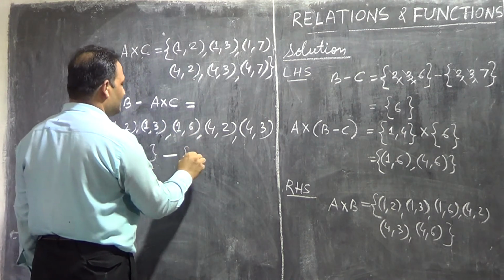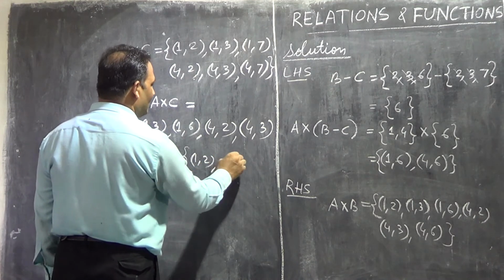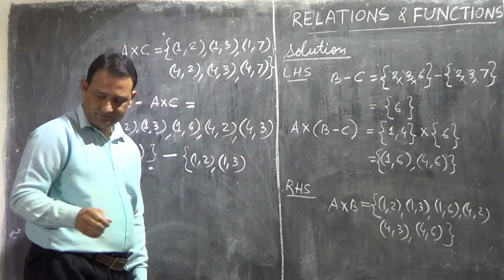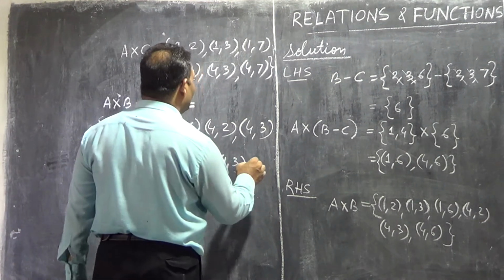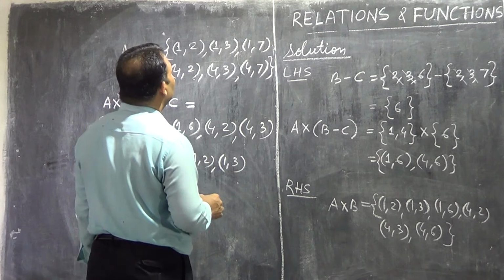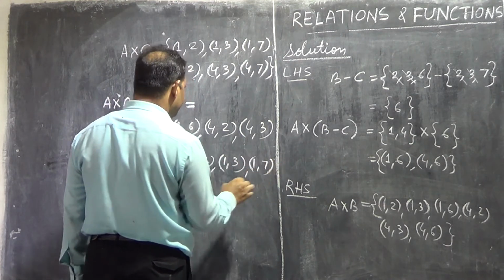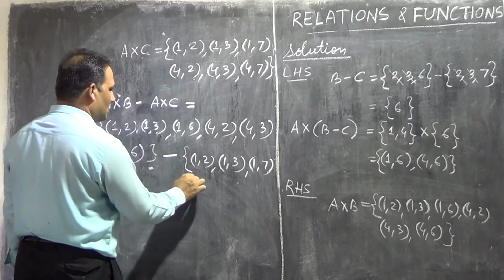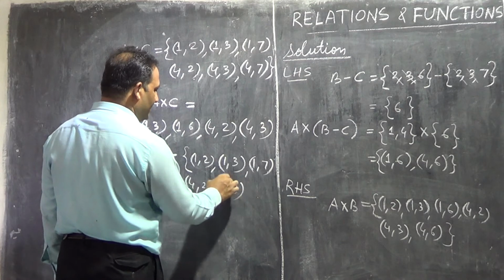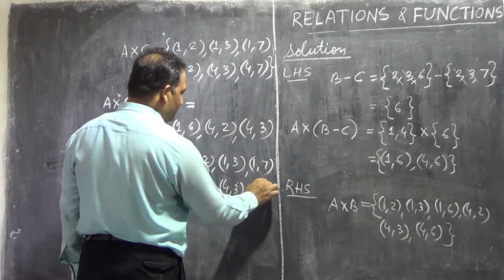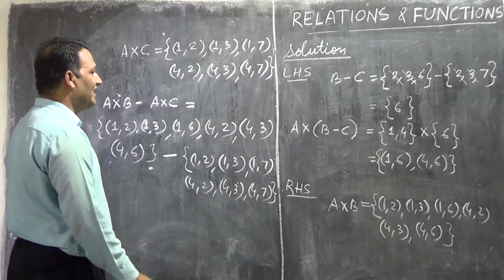The result of A cross C is (1,2), (1,3), then (1,7), (4,2), (4,3) and (4,7). So this is A cross C.